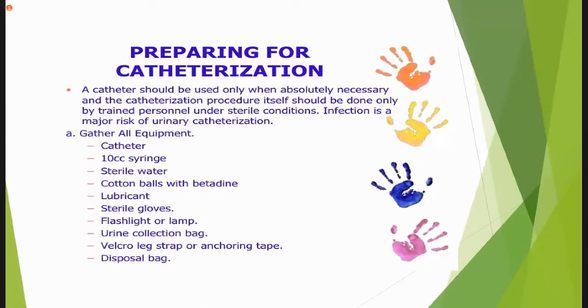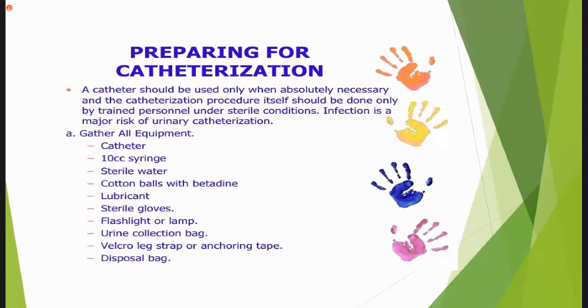sterile water. The 10 cc syringe is for checking balloon patency, and sterile water is used when we insert the catheter and inflate the balloon. We have to fill the balloon with sterile water, not normal saline, not glucose water, just sterile water. If you put normal saline into the balloon, there is crystal formation.